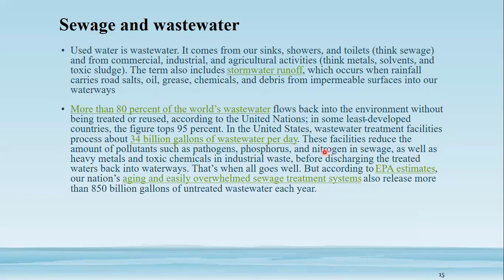According to the United Nations, in some least developed countries up to 95% of waters are polluted due to wastewater. According to the EPA estimate, our national aging, easily overwhelmed sewage treatment systems also release more than 850 billion gallons of untreated wastewater each year. So the least developed countries release untreated water into rivers or freshwater bodies.